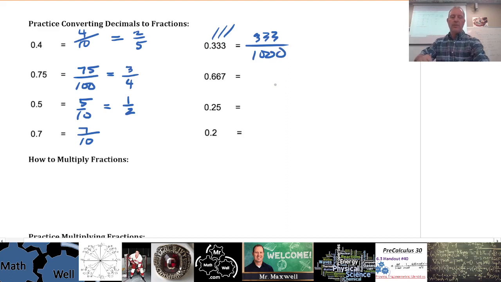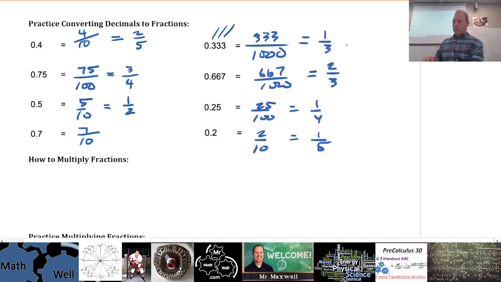All right, you do the last 3 on your own. Okay, so here's the last 3, and simplest form as well. I just wouldn't do that for the 333 over 1,000. Simplest form, you can go with that.